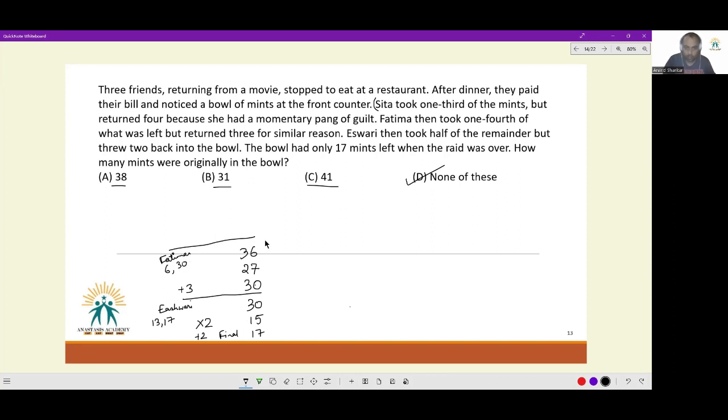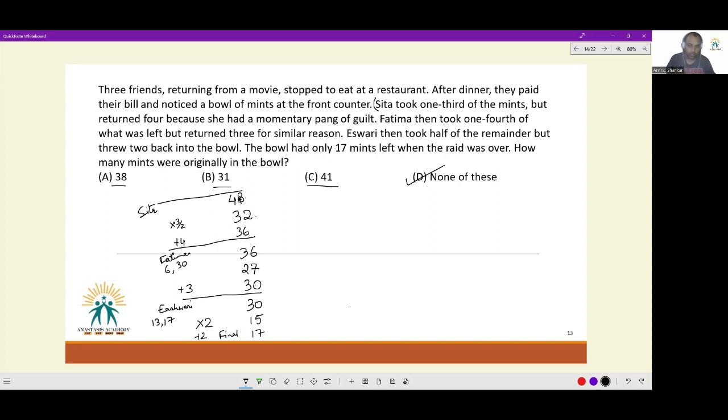Okay. Now even prior to this, what did Sita do? When Sita left, there were 36 mints left. What did Sita do? She had taken 1/3 initially, but returned 4. So if she had returned 4, prior to her returning 4, there must be 32 mints left. Now Sita had taken 1/3 of the mints. So how many mints were left prior to her taking the 1/3? It must be 48. When Sita walked in, there were 48 mints there.